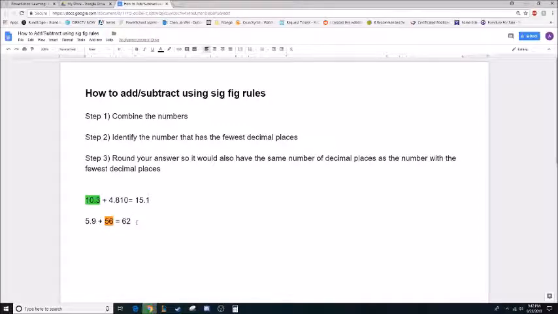Okay, let's do one more question for extra practice. So if I have like 90.1 plus 48.5 minus 50.1.